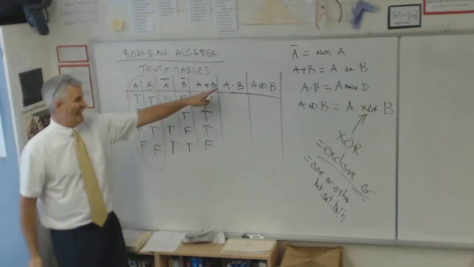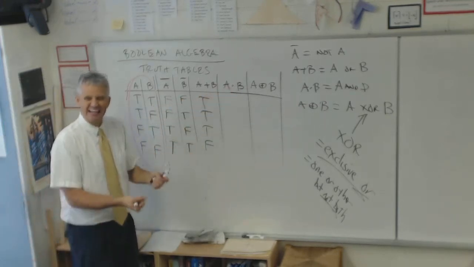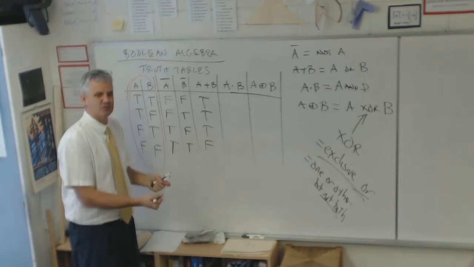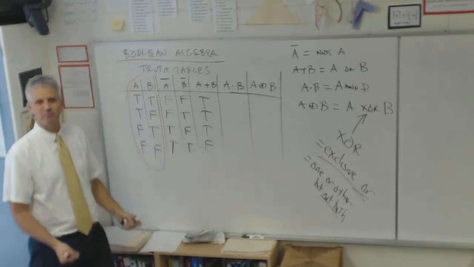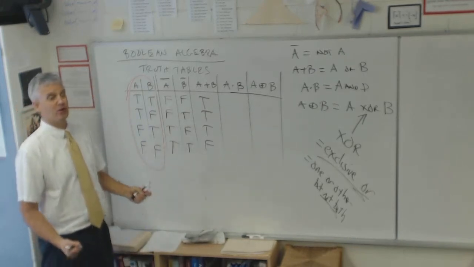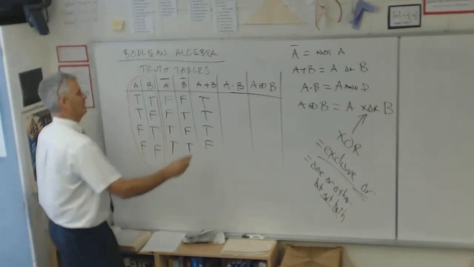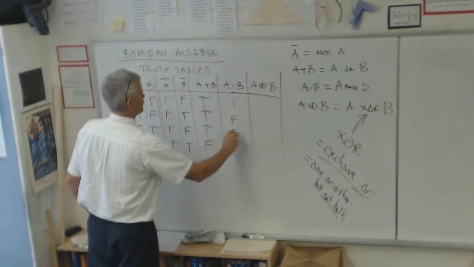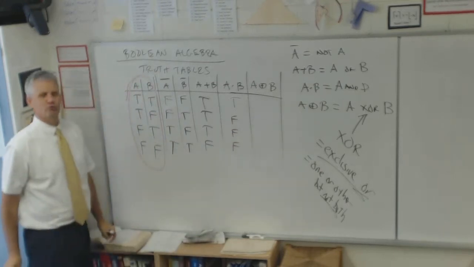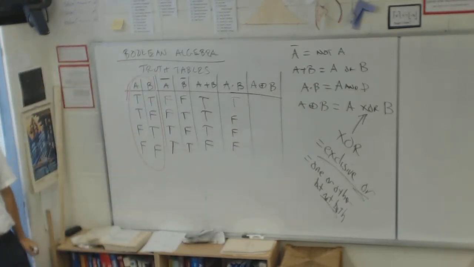Okay? A and B, for A and B to be true, we need A to be true and we need B to be true. They have to both be true. So someone else, give me this column. Emily. True, false, false, false. Correct. True, false, false, false.